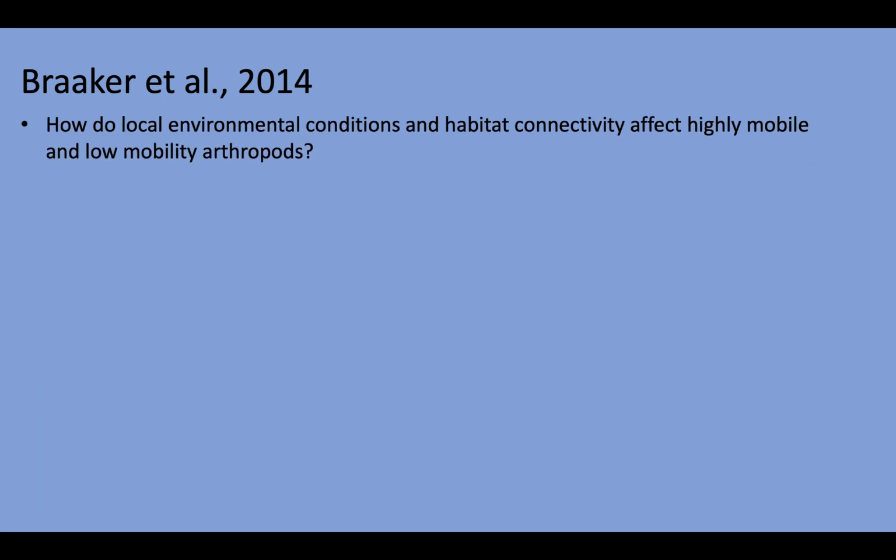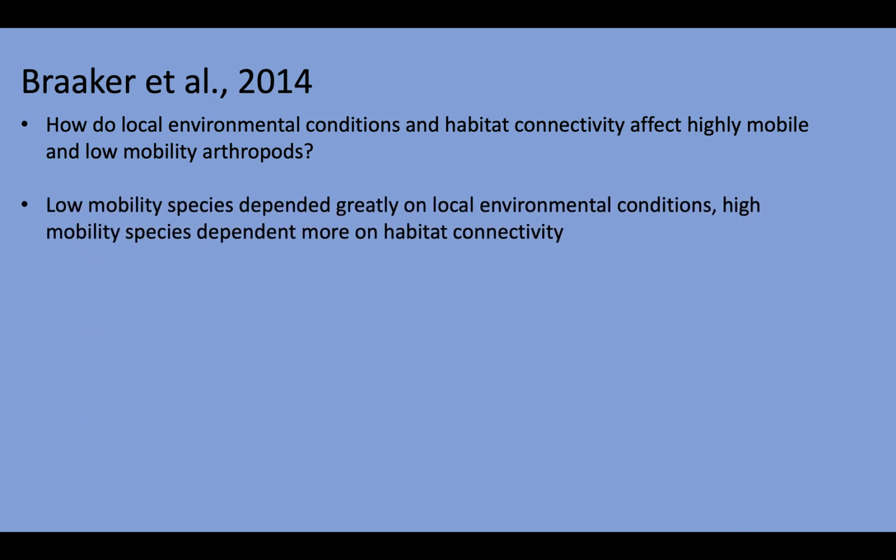So the first study I want to look at is by Bracker et al., and he looked at 40 green roofs and 40 at-grade analog spaces in Zurich, Switzerland. And what these authors were concerned with is how do local environment conditions of green roofs and the connectivity of those green roofs affect both mobile and immobile or low mobility arthropods. They looked at bees and weevils for high mobility species. For low, they looked at carabid beetles and spiders. And as you might expect, they found that low mobility species depend more on local environment conditions, while high mobility species depend more on that connectivity, because they're more dispersal species.